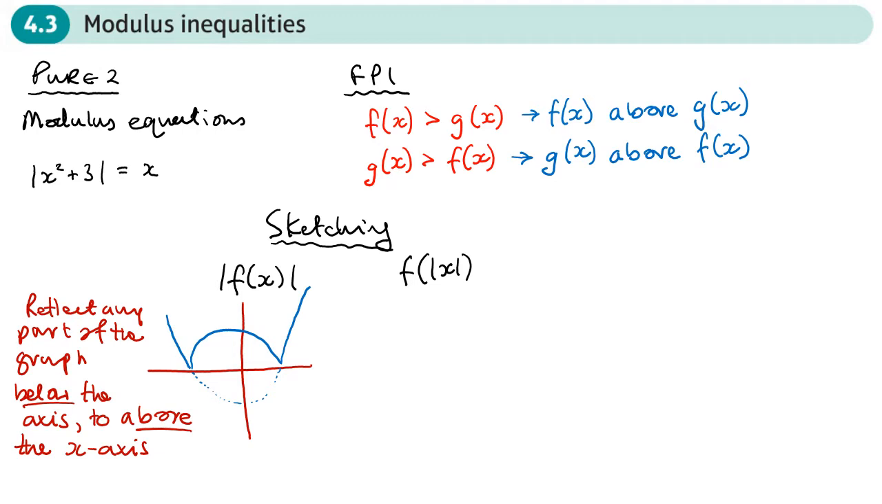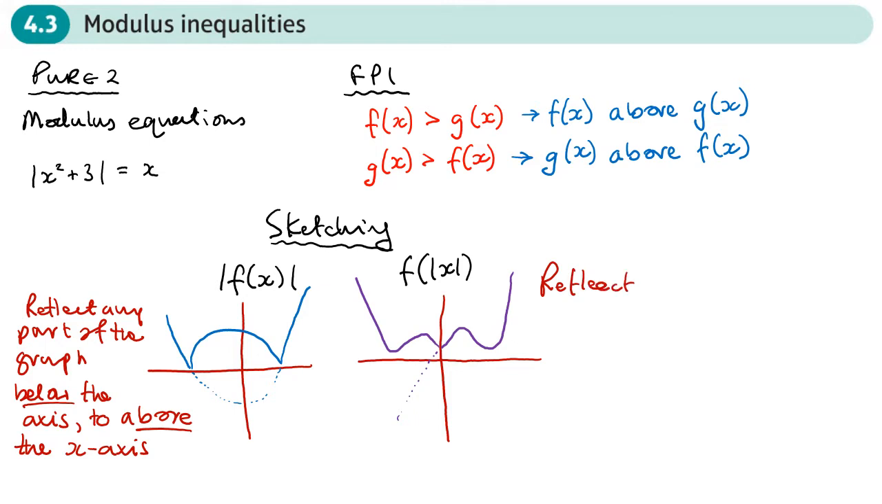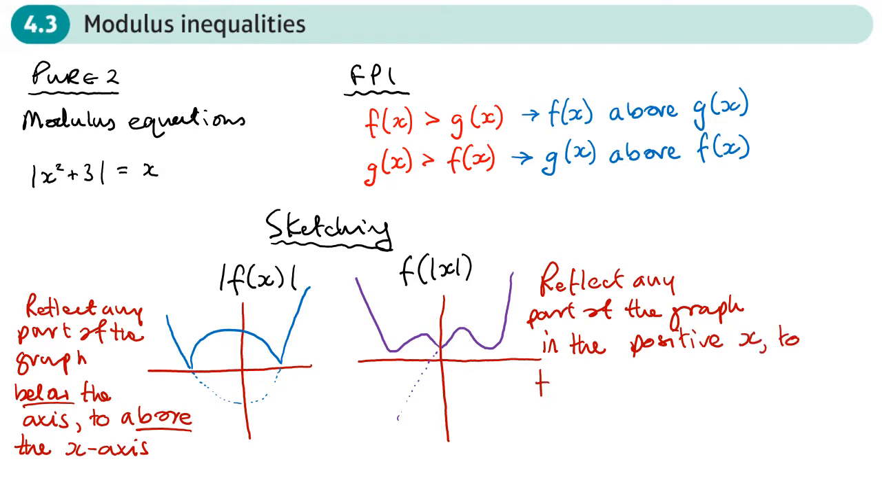If we've got, however, the modulus sign around the x, so if I were to draw the original graph of this, let's say I've got something like this, and let's say that went down like that, then I take the part of the graph that's on the positive x side and I reflect it on the negative x side. So here we reflect any part of the graph in the positive x to the negative x. So the bit that's on the negative x that was there originally, you just basically rub that out.